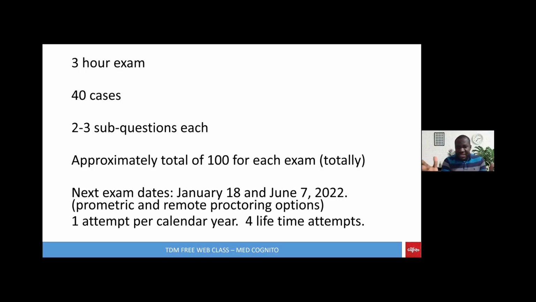The next exam dates are January 18th and June 7th of next year. For candidates we are preparing, they have a little over 9 weeks, but the schedule we run prepares candidates for 7 weeks, and the remaining weeks are just for revision and interaction. You have 2 options to take the exam. You can go to a Prometric center and do it in person, or you can do it from the comfort of your home. That is the remote proctoring option.